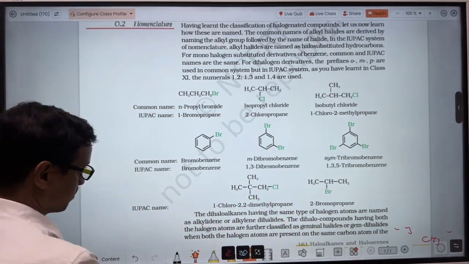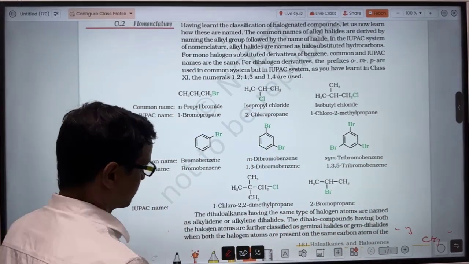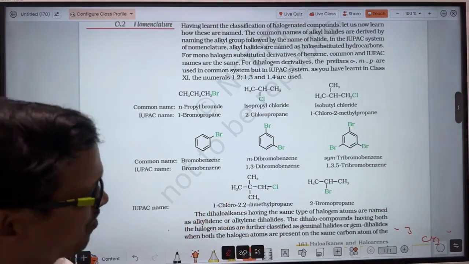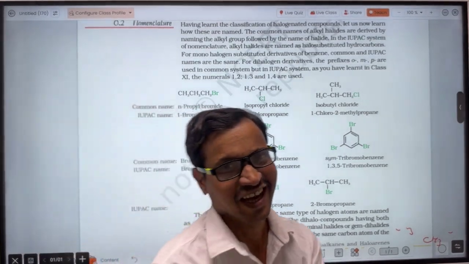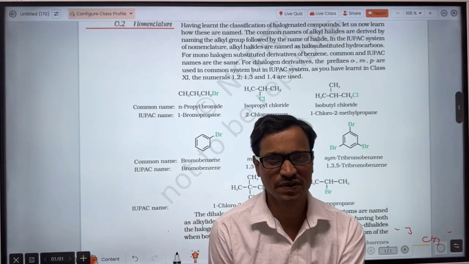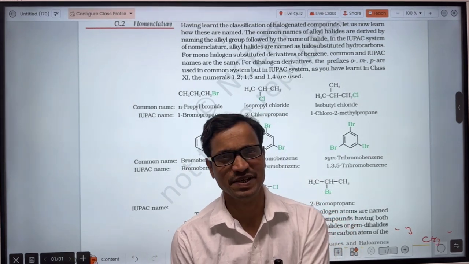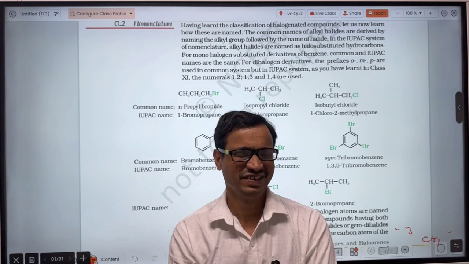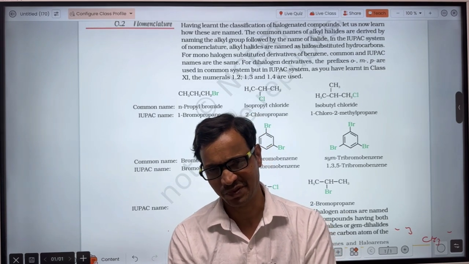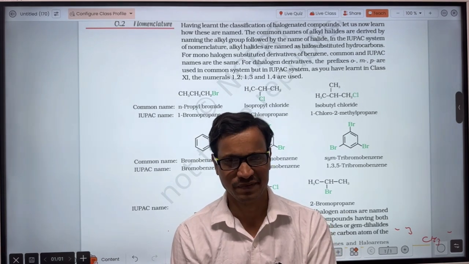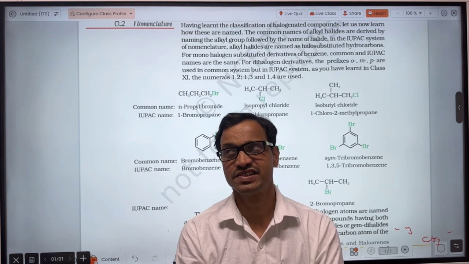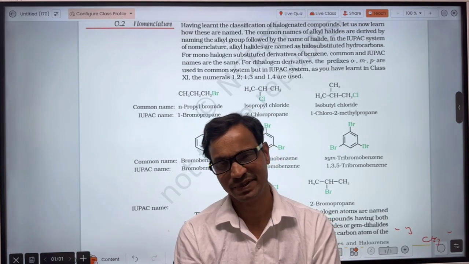Now let's see this compound. Here, the common name exists for only a few compounds. The IUPAC name applies to a large number of compounds, while the common name is based on our day-to-day utility. There are few compounds for which a common name has been provided, but for a large number of compounds the IUPAC name will be considered.